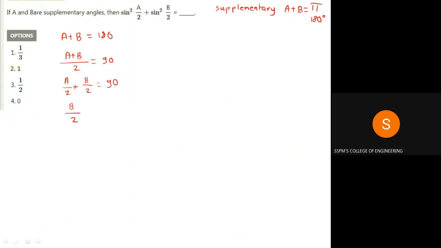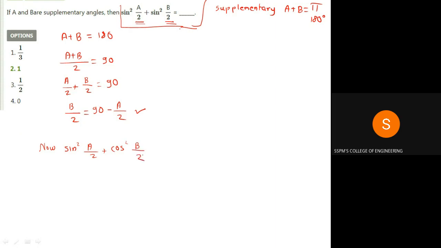Which gives us the value of B by 2. What is B by 2 then? If you take this A by 2 on the right hand side, B by 2 is equal to 90 minus A by 2. Now consider what we have to find here. Why have we done this? Because the term that we have to find contains the half of the angles. It is not A or B, it is A by 2 and B by 2. Now we will consider the term that we have to find the value of: sine square A by 2 plus cos square B by 2.